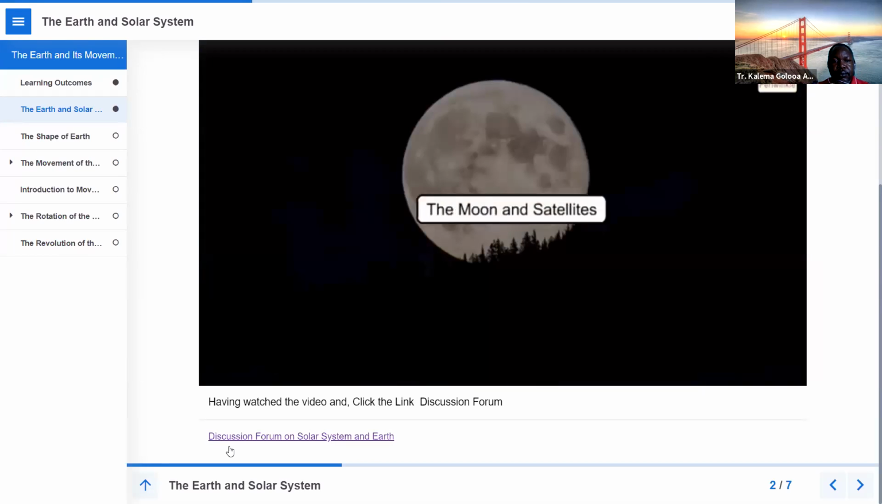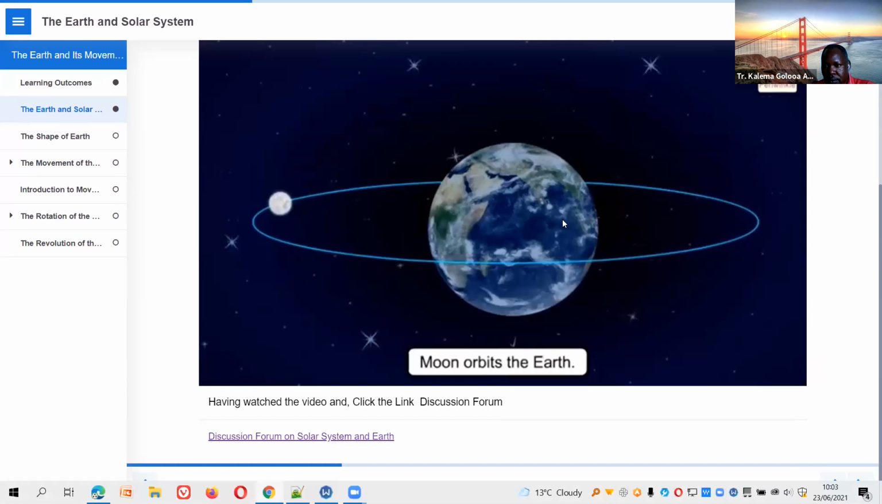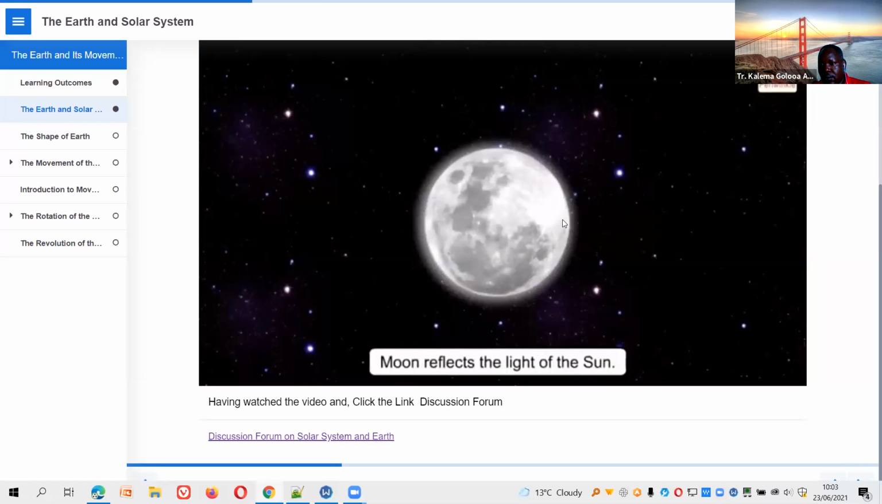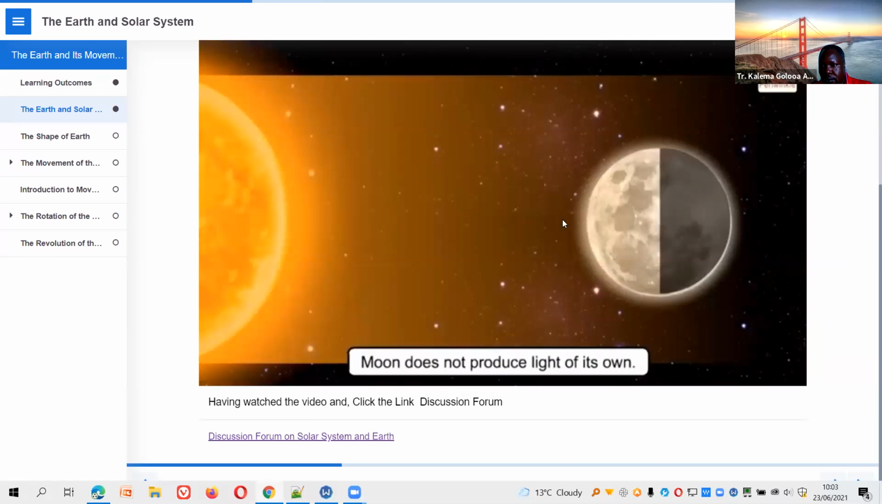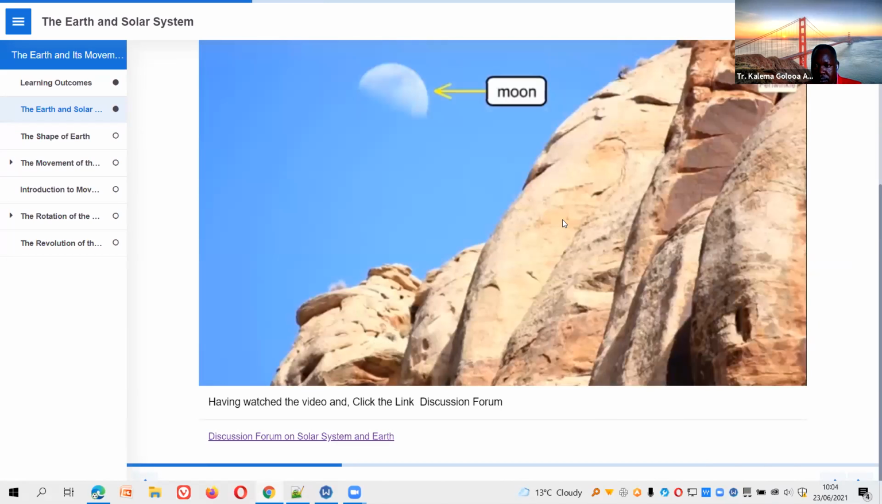Next is the Moon and the satellites. The Moon is our Earth's partner in space. It orbits the Earth. The surface of the Moon has many deep holes called craters. There are rocky mountains and flat areas also. We can see it brightly in the night sky because it reflects the light of the sun. It does not produce light of its own. During the day, the sun's light is far too bright, so the moon in the sky is not visible. And even if we can see it, it is not as bright as it is during the night.